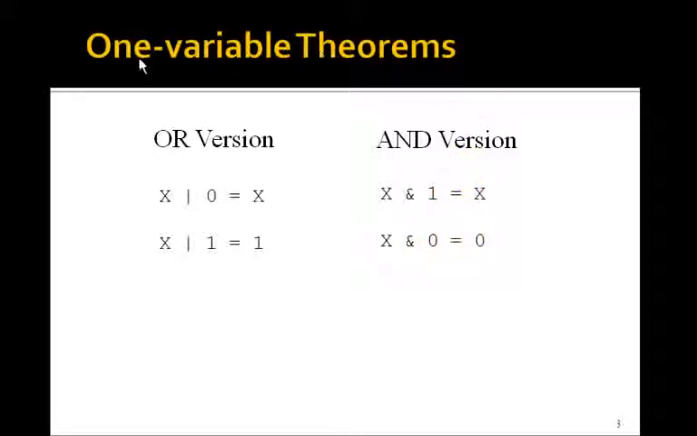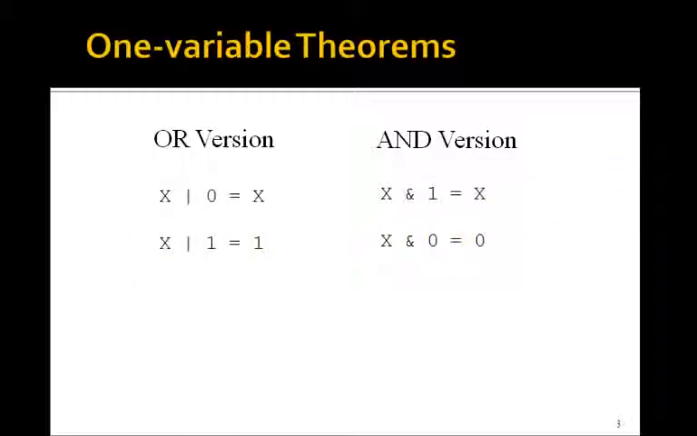So let's look first at one variable theorems. We know, for example, that x or 0 is equal to x. You can check all these by just letting x be 0 or 1. 0 or 0 is 0, 1 or 0 is 1. So this is clearly true: OR anything with 0, you get the anything. And x or 1 is equal to 1. If you OR anything with 1, you obviously have 1 whether or not x is 0 or 1.